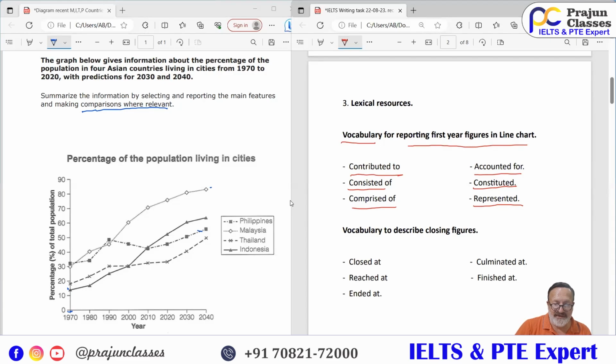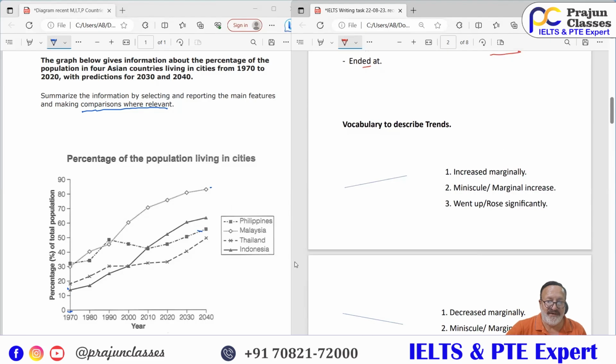Then you have vocabulary to describe closing figures. So closing figures vocabulary is closed at, reached at, ended at, culminated is a nice vocabulary word, finished at. So I have given you many. If you have four lines, use four of these for reporting the last year figures.